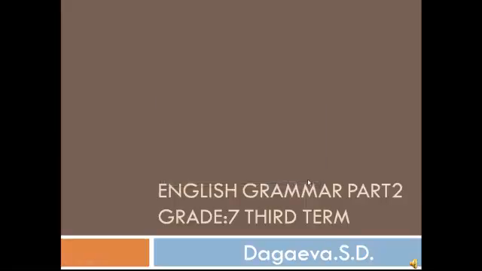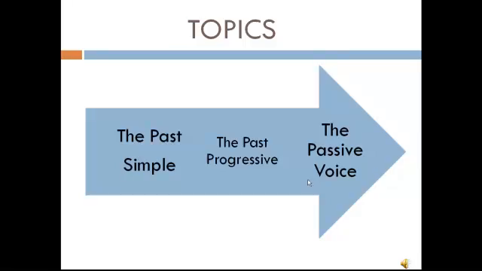English Grammar Part 2, 7th grade, 3rd term. We will talk about the past simple, past progressive, and the passive voice.